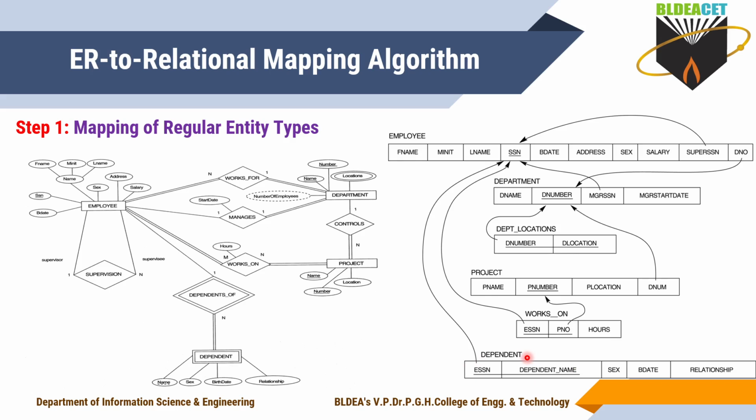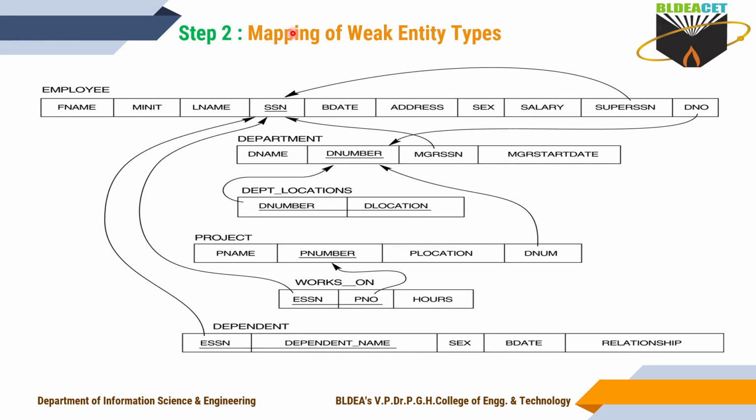This is how you make a weak entity type. In any table, if you take the combination of multiple attributes as a primary key, it indicates that it is a weak entity type, as that relation does not have its own key attribute. That is what we call mapping of weak entity type.